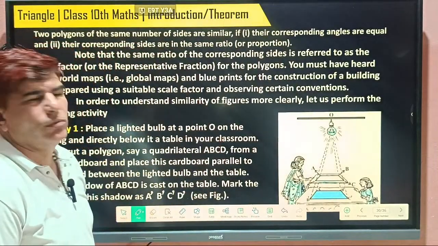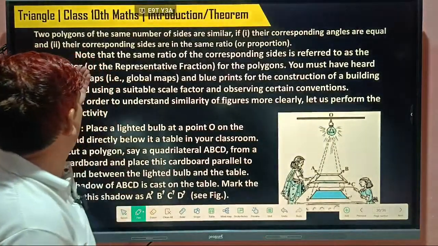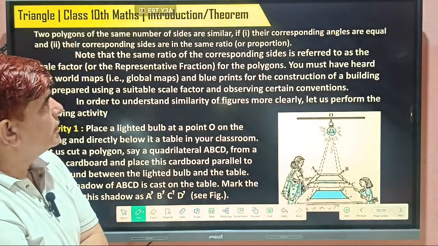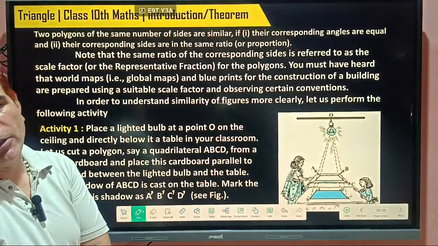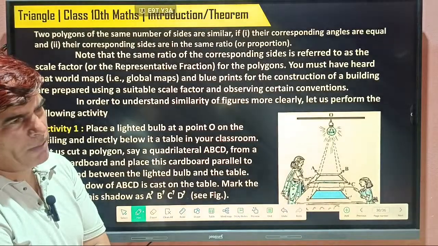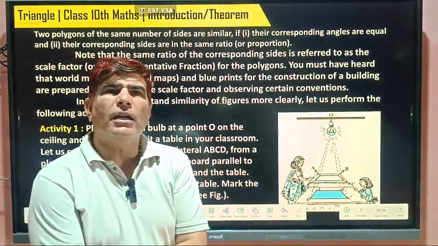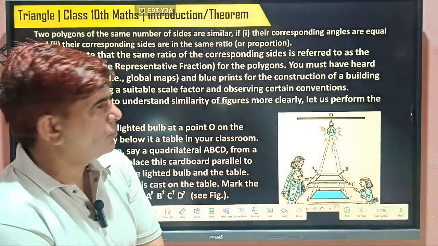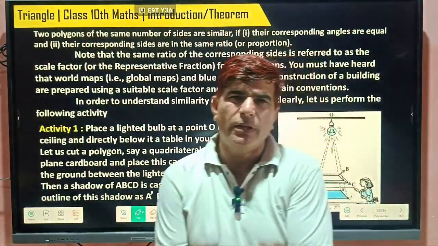One activity for you. So two polygons of the same number of sides are similar if their corresponding angles are equal and their corresponding sides are in the same ratio. So what's the definition of similarity now? This is the third definition we can say.